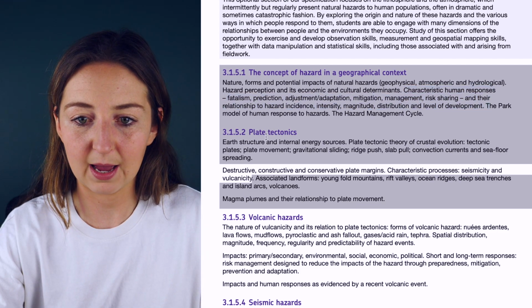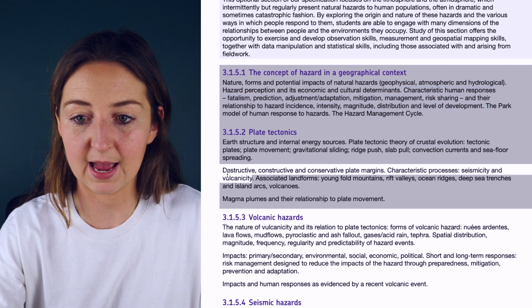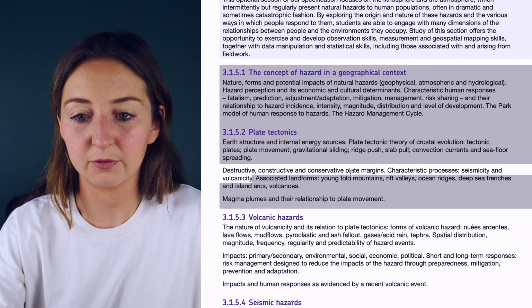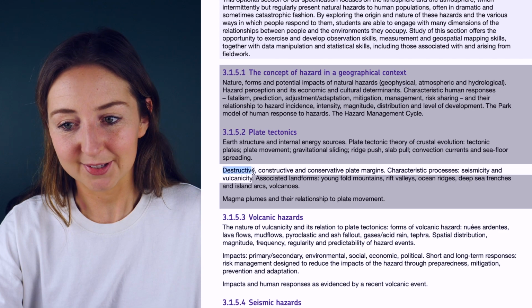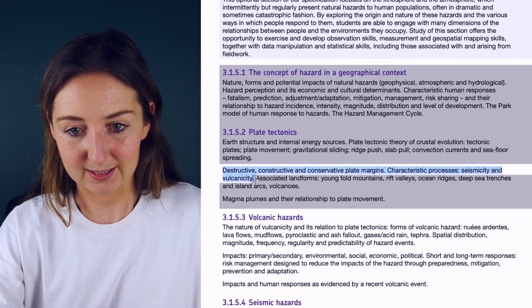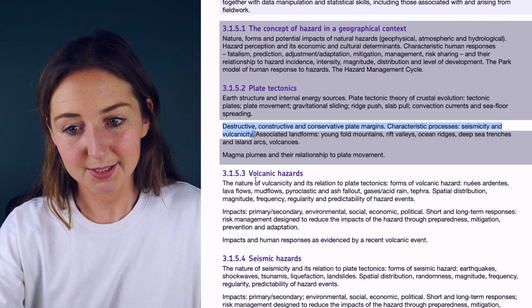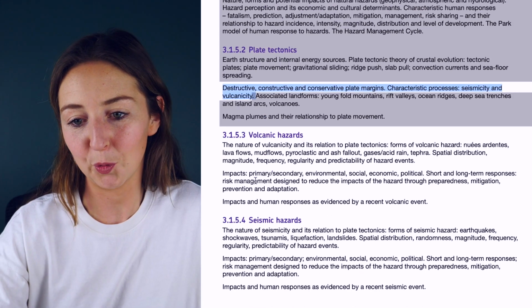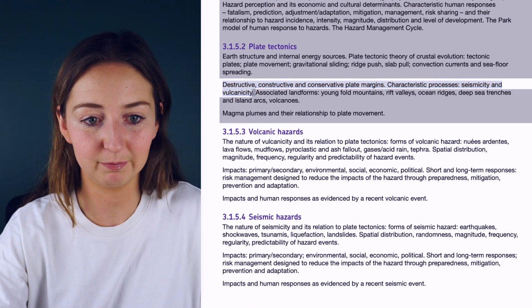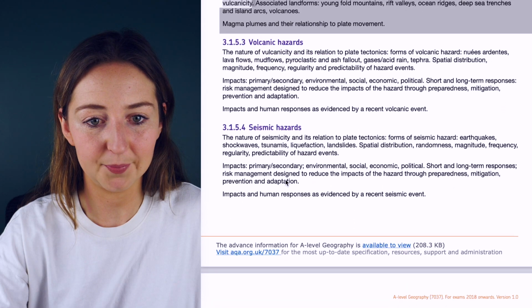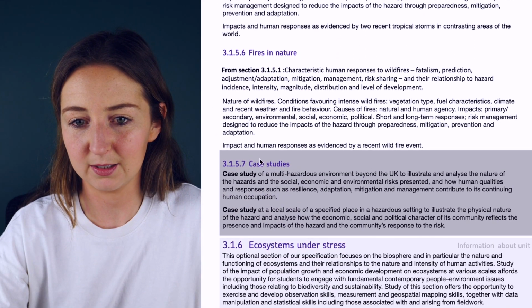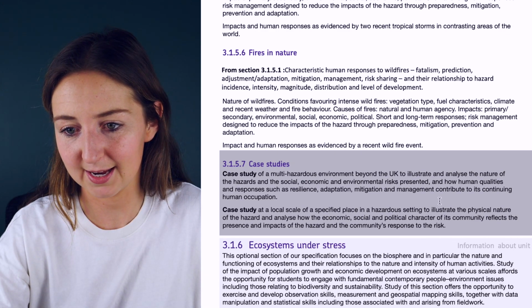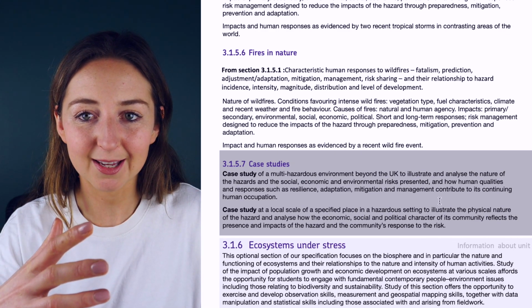And then here we have lots of plate tectonics is out, except destructive, constructive and conservative plate margins, characteristic processes, seismicity and volcanicity. So definitely make sure you know that. A 4 or 6 mark question could be relevant. And then on the list, lots of other, both case studies are taken out. But remember what I said about case studies.